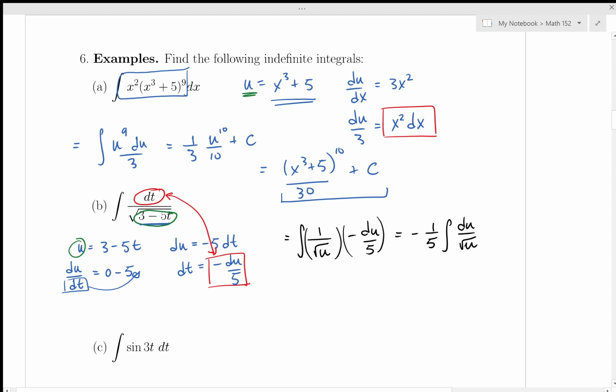I mean, 1 over square root u is u to the minus 1/2. So that will allow me to see how to use the power rule, and I can simply integrate this like this: minus 1/5 times 2 times u to the 1/2.